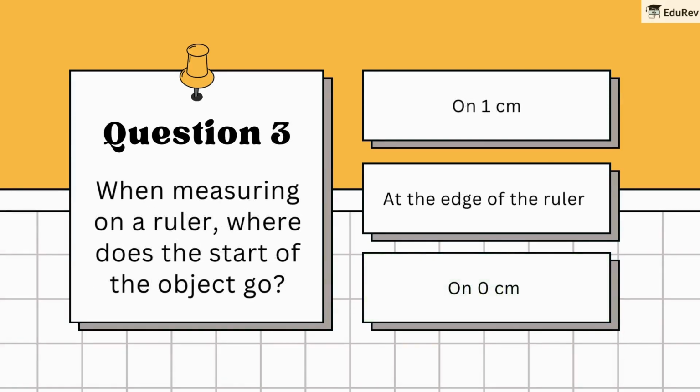Question 3, when measuring on a ruler, where do we start the object? At the edge of the ruler or on the 0 centimeters line? The answer is on the 0 centimeters line.